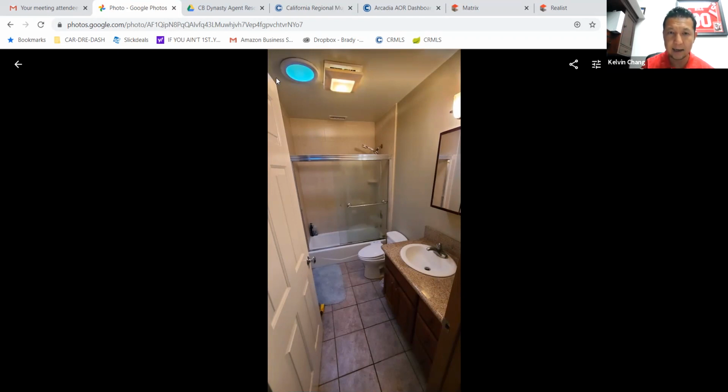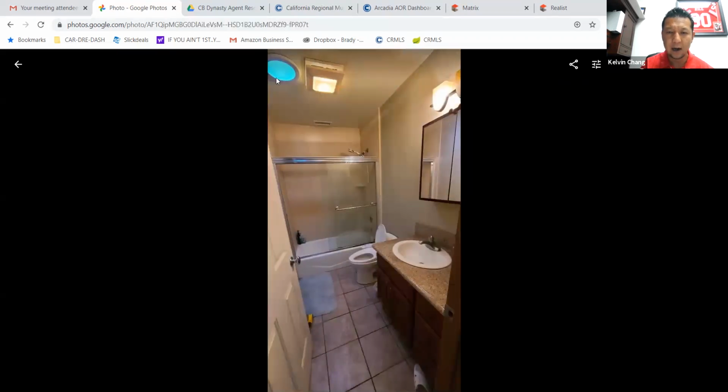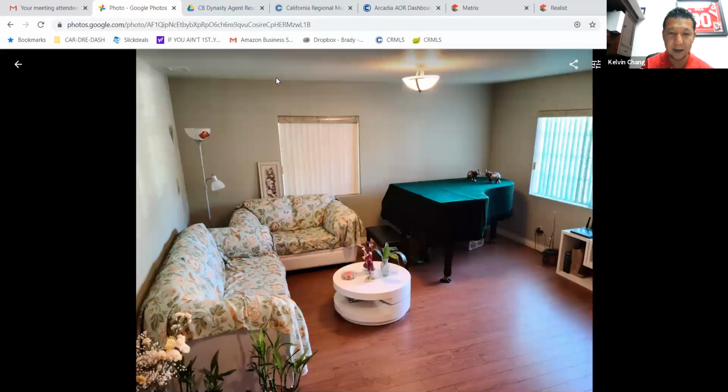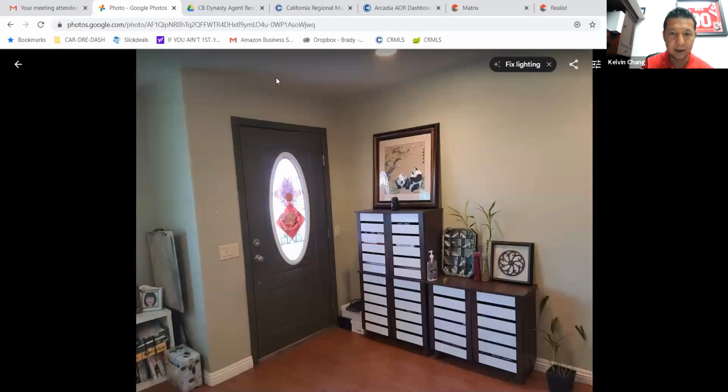So the owner took some nice thought into making sure this unit was built for comfortableness and whatnot. It's nice. The floor plan, everything is well arranged. And so these are the interior photos as of yesterday when I took these property photos. Here's the front entrance.